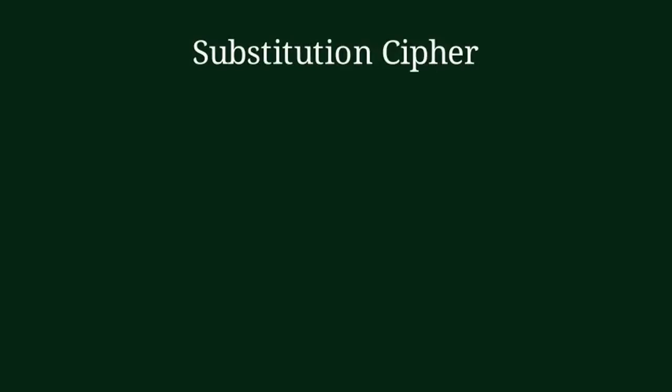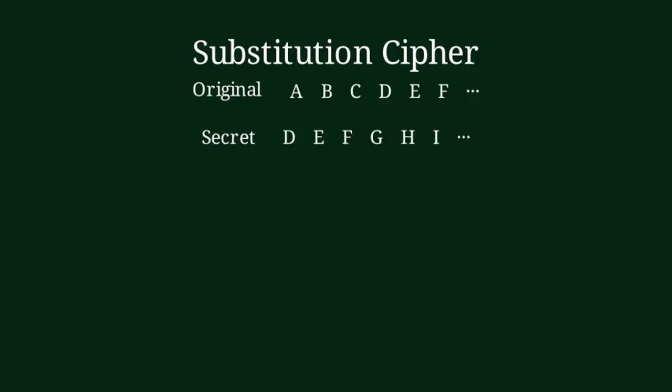Today we will learn about the substitution cipher, a simple but powerful way to hide messages. A substitution cipher replaces every letter with a different letter. Think of it as a secret map from the normal alphabet to a secret alphabet. Here is a simple example called the Caesar cipher, where every letter shifts forward by 3.